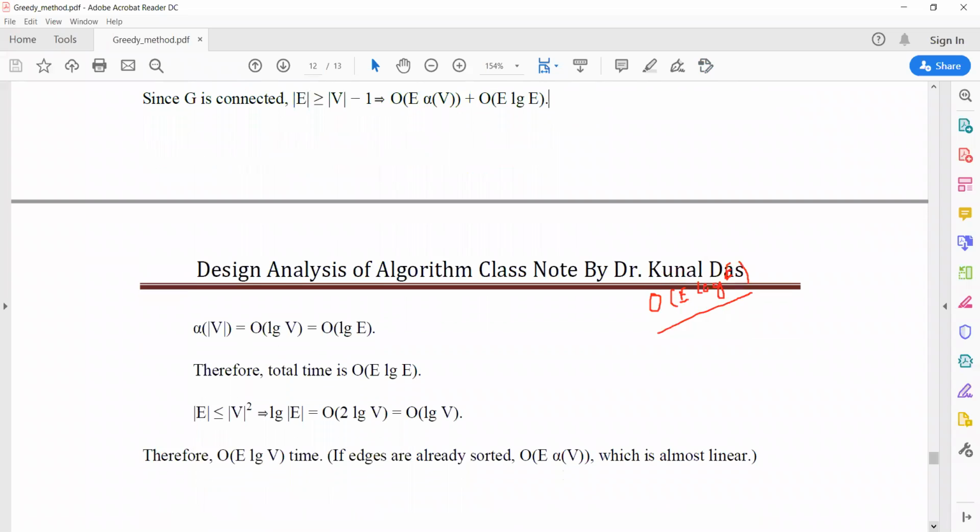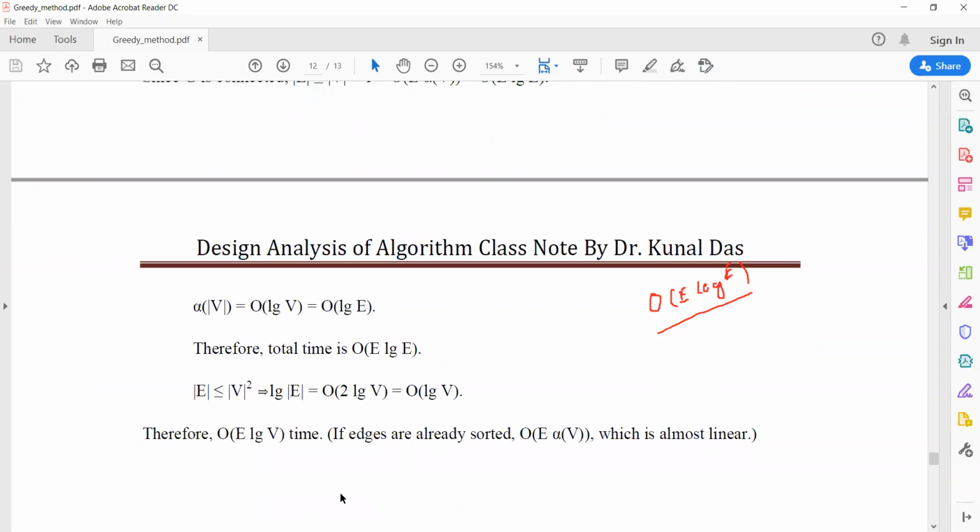And finally, all are given. The V is of lesser time. That's the conclusion that is taken. The total time cost is order of E. All these are the conclusions taken: E, the number of edges, may be very high compared to the number of vertices V. So the minimum time that it will take is order of E log V.